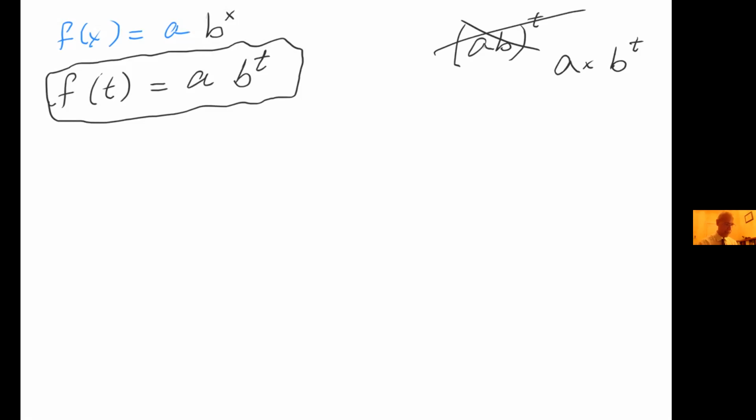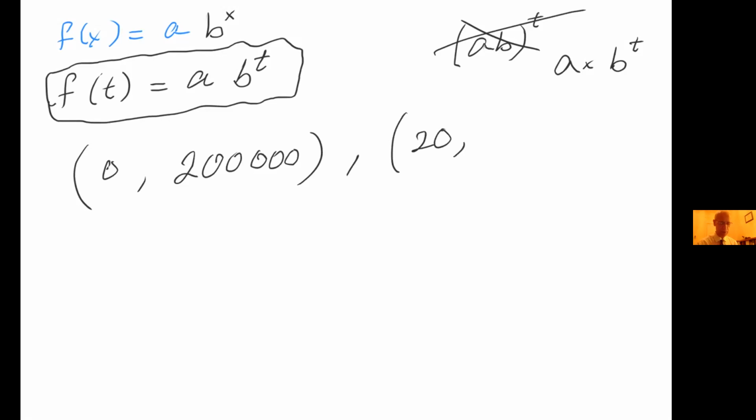All right. So we know that since we are measuring the growth from the year 2000, let's say that year 2000 was the beginning. So let's put that as our base as 0. And then at that year, the price was $200,000. Then at 2020, which is 20 years later, the price was $350,000.